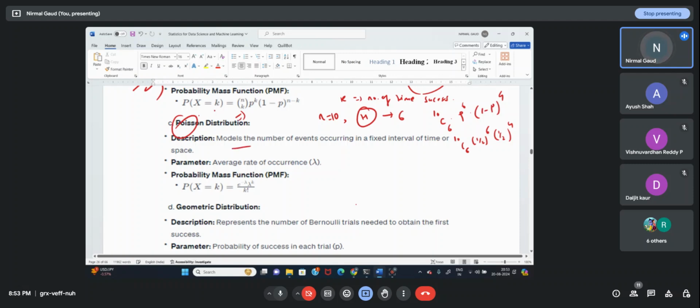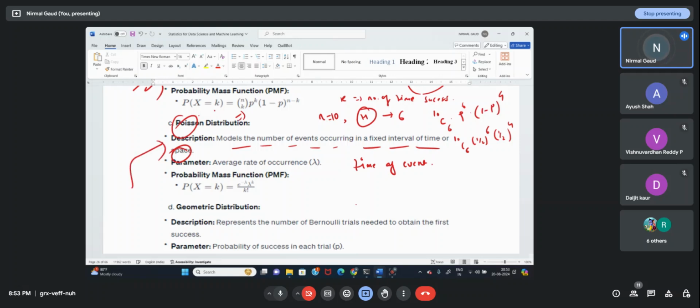That models the number of events occurring in a fixed interval of time. Now remember, fixed interval of time. Here the time factor is added. Previously in binomial and Bernoulli, we were doing the event anytime, so time was not a matter. But if you are including the time of the event, then you have to apply Poisson distribution, not binomial, not Bernoulli. Poisson distribution is what you have to apply.